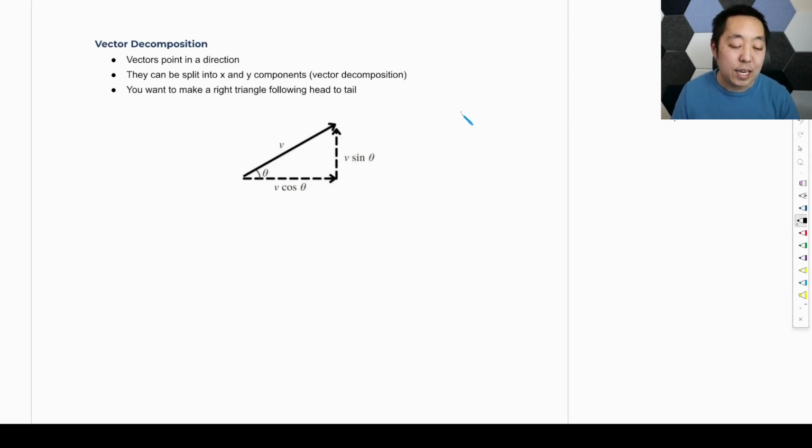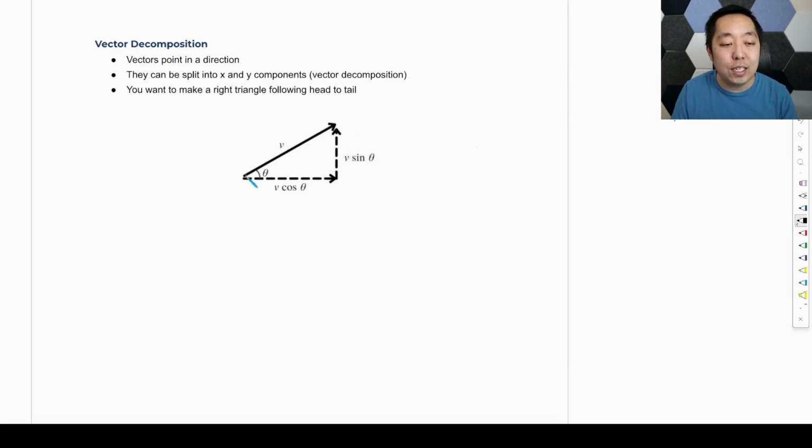So if I have a vector, it can point in any direction now, not just left or right or up or down. But we're going to reuse a lot of the stuff we did in one-dimensional motion. So what we're usually going to do is, let's say we have a vector like this that's pointing up and to the right, we're going to split it into the x and y components.